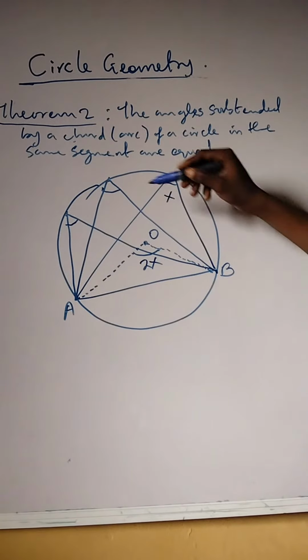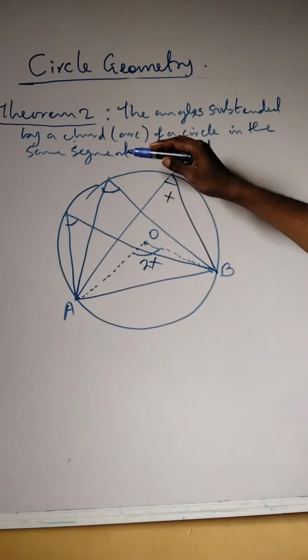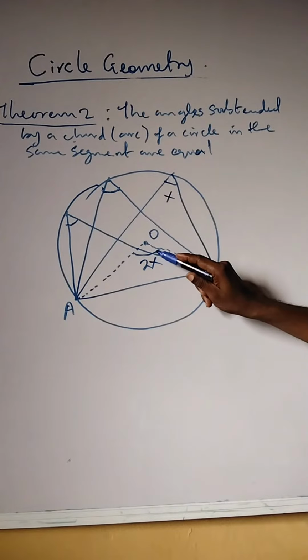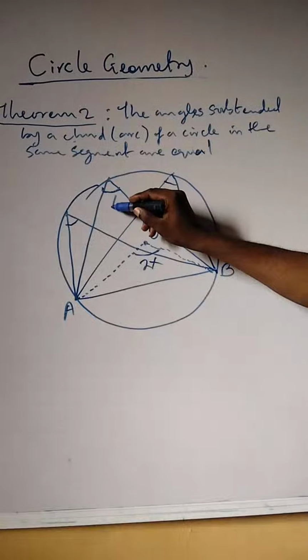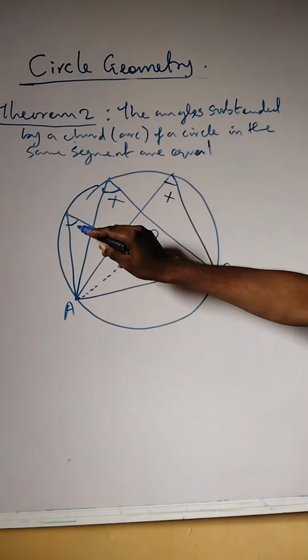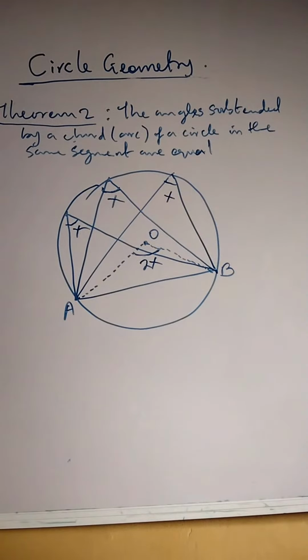And when you look at this angle critically, it's also at the circumference. This angle is at the center. So if this angle 2x is at the center, the angle at the circumference here will be x. This is 2x, this also will be x. So automatically all these angles are equal. So that is the proof of the theorem. It's directly from the first theorem. So this implies that angles in the same segment are equal.